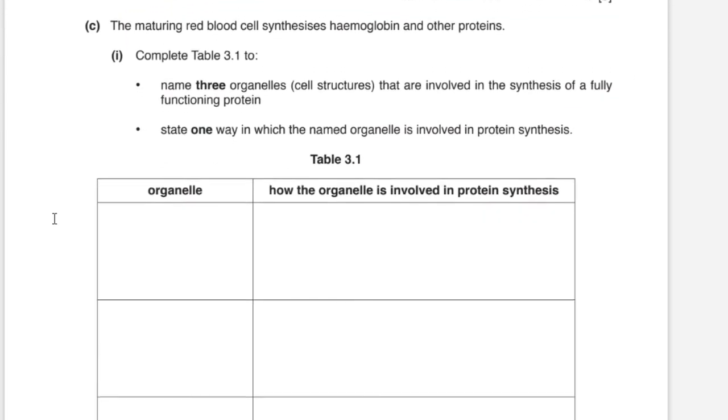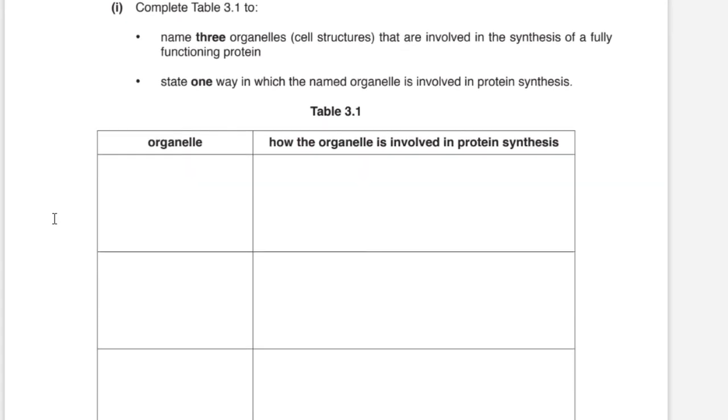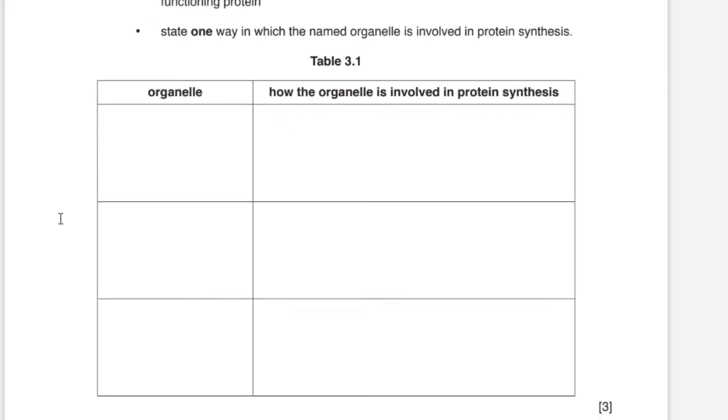C. The maturing red blood cell synthesizes hemoglobin and other proteins. One, complete figure 3.1 to name 3 organelles or cell structures that are involved in the synthesis of a fully functioning protein. State one way in which the named organelle is involved in protein synthesis.